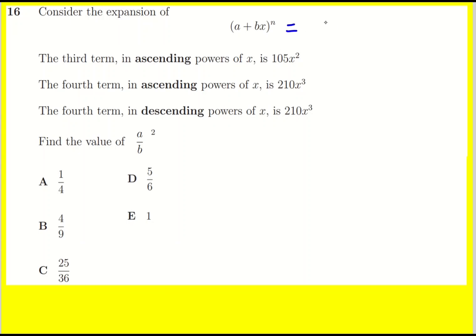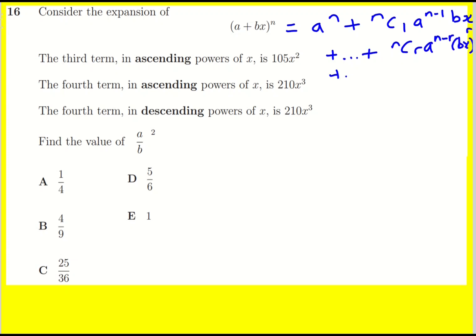The formula for the binomial expansion is a to the n, and then nC1 a to the n minus 1 bx. Essentially, we keep lowering the power on the a and increasing the powers on the bx, and we use nCr. So the rth term, I'm going to write that one down, is nCr a to the n minus r, bx to the r. We carry on all the way up to n.